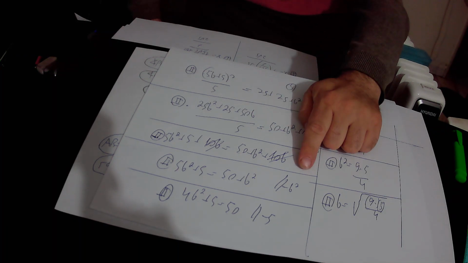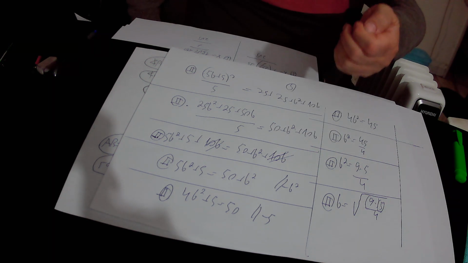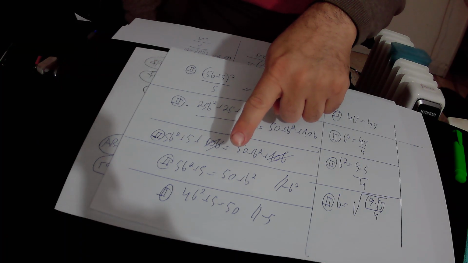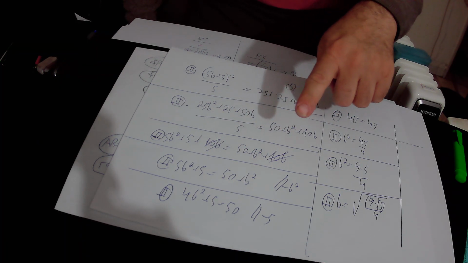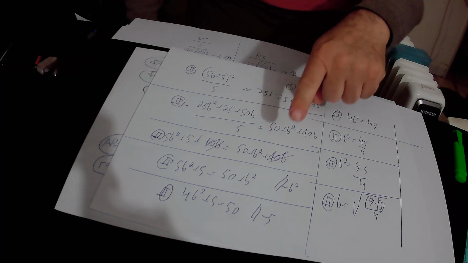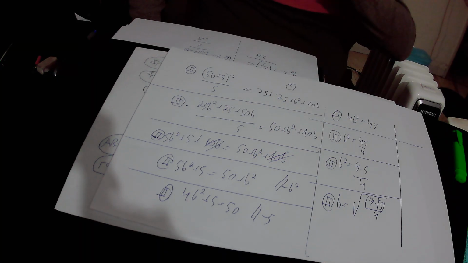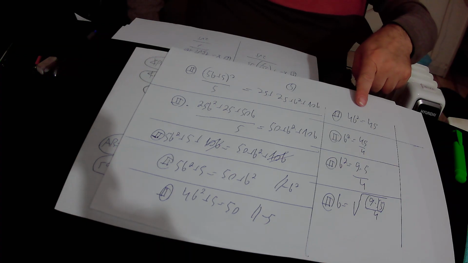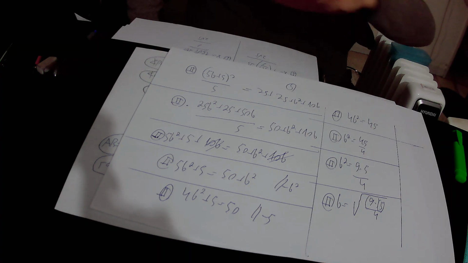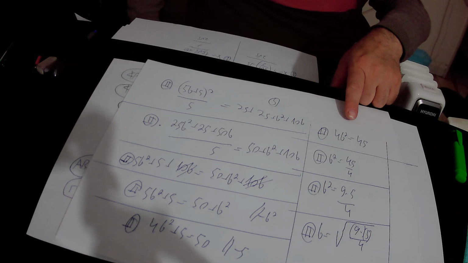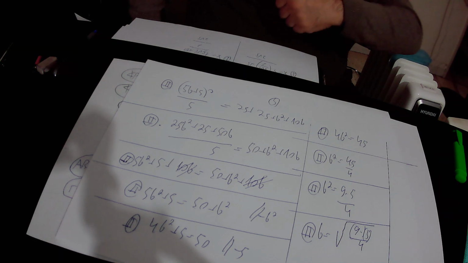Here we subtract b squared from equation number 2, and finally find that 5b squared minus b squared is 4b squared, so on this side of equation number 2, we are left only with 4b squared plus 5, which equals 50. Here we subtract 5 from equation number 2, and finally find that 4b squared equals 50 minus 5, which is 45, so 4b squared equals 45. We divide equation number 2 by 4, and finally find that b squared equals 45 over 4.